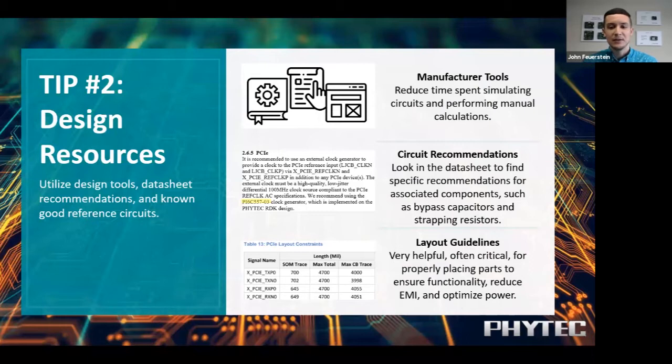And then finally, follow layout guidelines. These are very helpful, often critical, for placing parts properly to ensure that they function as you expect, to reduce emissions, and to make sure you're optimizing your power. This picture is a screenshot from our design guide for one of our SOMs. Here we're showing the trace lengths of this high-speed differential interface on our SOM. That allows our customers to take that information and design their traces appropriately on their carrier board, rather than just doing that from a guess or from scratch. So utilize these resources, explore and see what's out there.